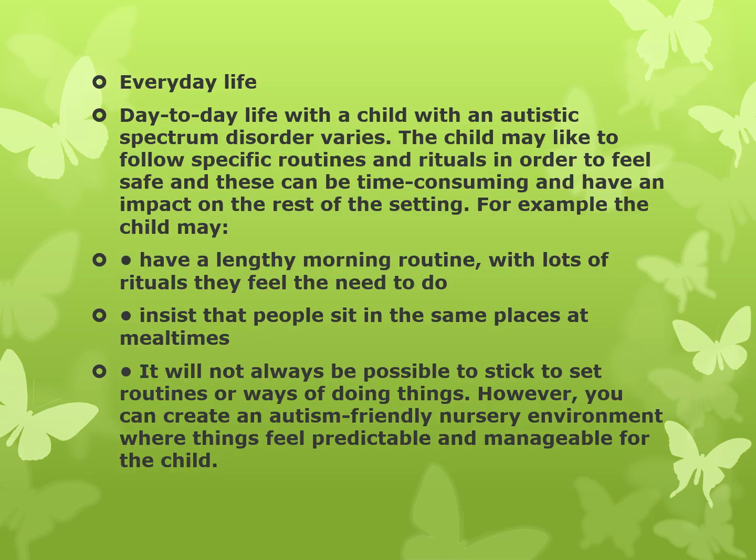Everyday life. Day-to-day life with a child with an autistic spectrum disorder varies. The child may like to follow specific routines and rituals in order to feel safe, and these can be time-consuming and have an impact on the rest of the setting. For example, the child may have a lengthy morning ritual with lots of rituals they feel they need to do, or insist that people sit in the same places at meal times, and it will not always be possible to stick to set routines or ways of doing things. However, you can create an autism-friendly nursery environment where things feel predictable and manageable for the child.